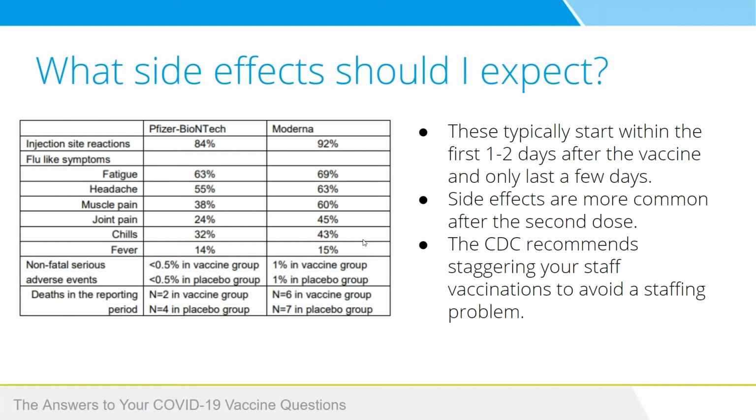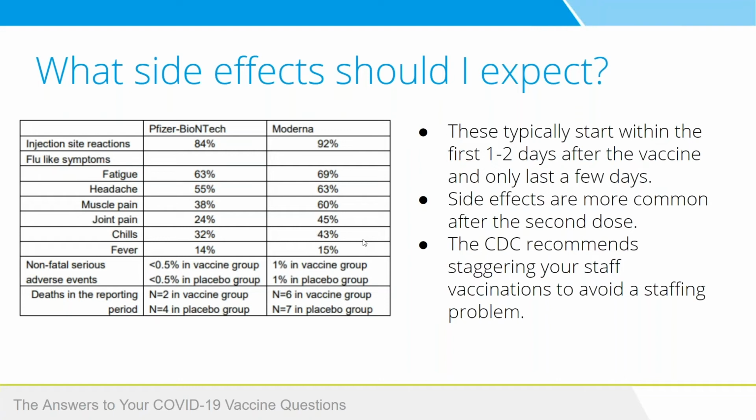So you can see over here the side effects that took place during the studies for Pfizer and Moderna. Pretty much everyone gets a little bit of an injection site reaction. That's the pain in your arm where the shot actually happened. However, it's highly likely you're also going to have fatigue and headache.